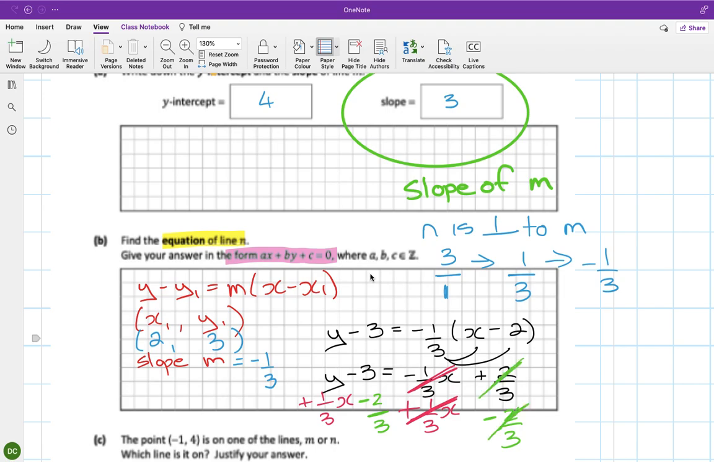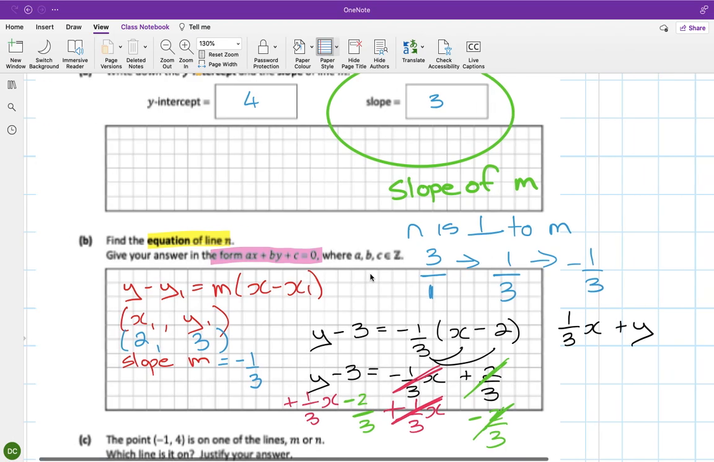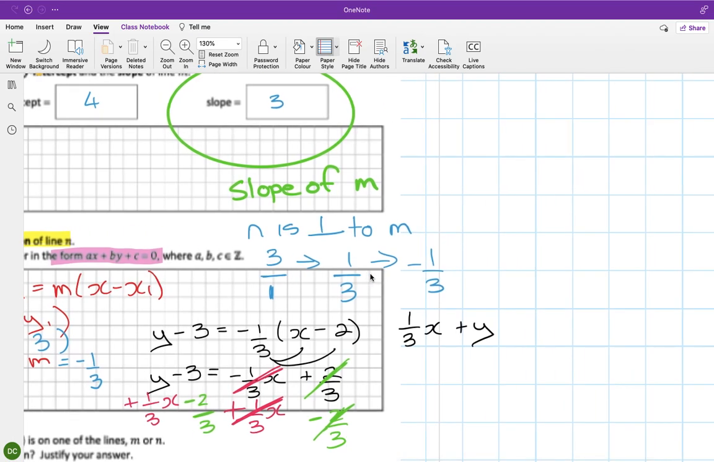Okay, and then I'm just going to tidy up this mess. So I want the x first, which is 1 over 3 x. The y is just plus y. And then I've got two numbers, so I have minus 3 minus 2 over 3, which is minus 11 over 3. And that leaves me with nothing on the right hand side.